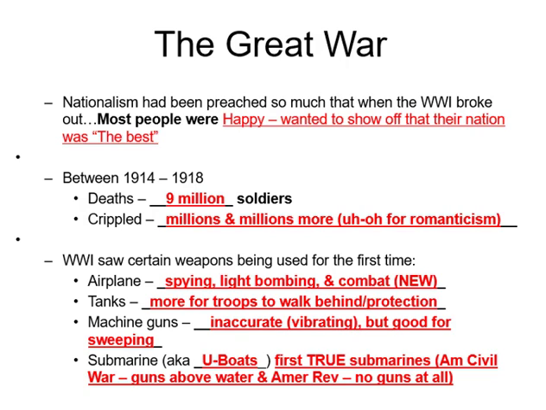Machine guns are really inaccurate because of the vibrations, but they're good for sweeping, and we see this with the trench warfare. And submarines, also known as Unterwasserboats or U-boats. This is the first true submarine. Submarines had been around since the American Revolution, actually, but we hadn't really used them as a large military weapon until World War I.